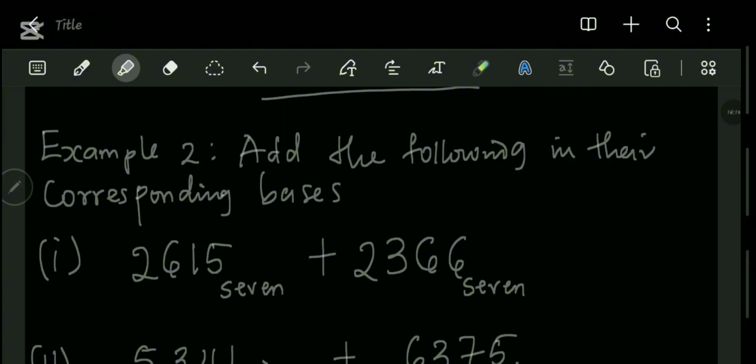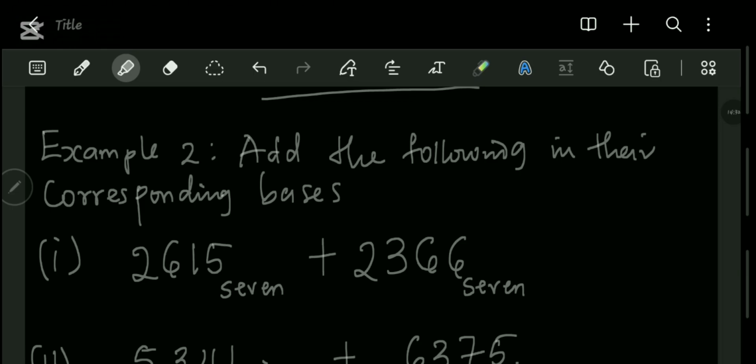First, you must be able to identify if the question itself is correct or if it is wrong. Some teachers may want to test your IQ, right? So look at question 1. We are given question 1 as 2615 in base 7 plus 2366 in base 7. We are asked to add them together, right?